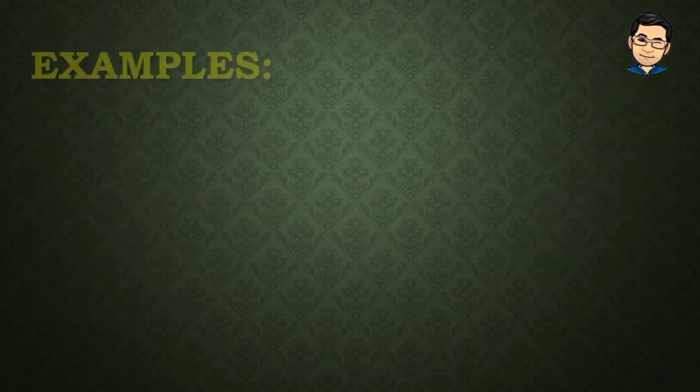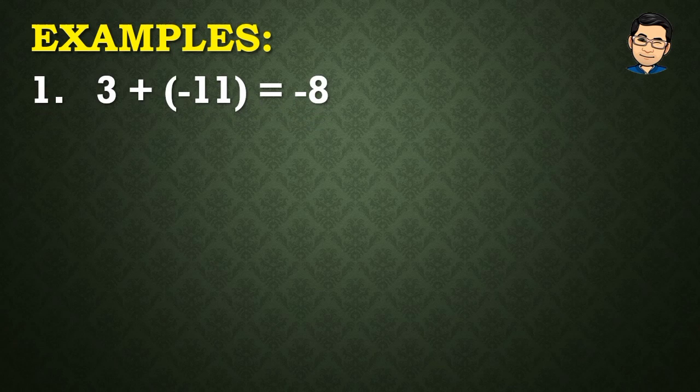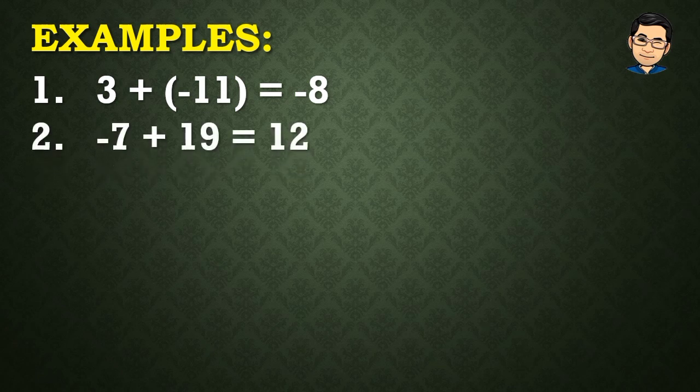Example number 1, 3 plus negative 11 is equal to negative 8. Dito sa properties on the operations of integers, applied pa rin po yung rules natin sa operations on integers. Like for example, itong number 1, follow the sign of the bigger value and then proceed to subtraction. Kaya negative 8 ang sagot. Next, number 2, negative 7 plus 19. Mas mataas ang 19, then subtract 7 from 19. So ang sagot natin is 12.